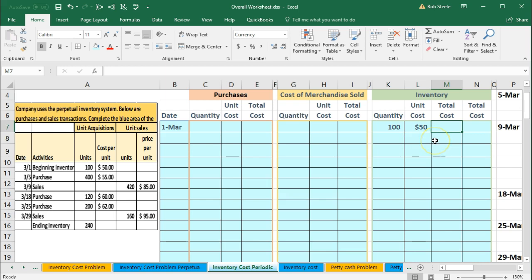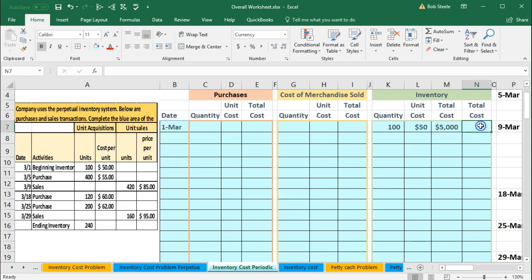We'll do that with a formula here in cell M7. So within M7, we're going to say equals, point to that 100 in cell K7, and say times, the asterisk, and then point to that $50. Actually, this is 100 units times $50, and once we say enter, it should calculate it at $5,000 worth of inventory.